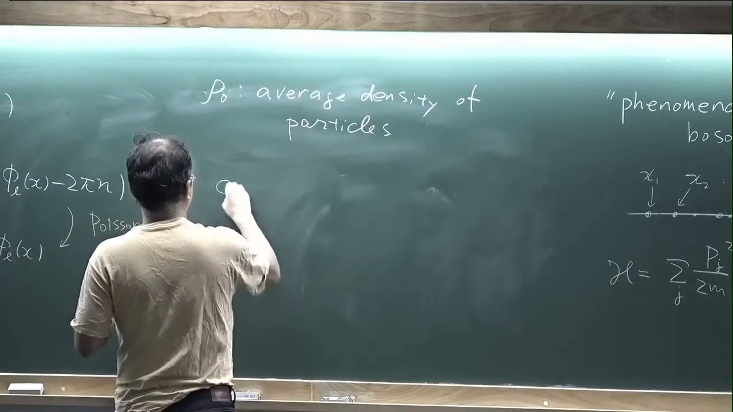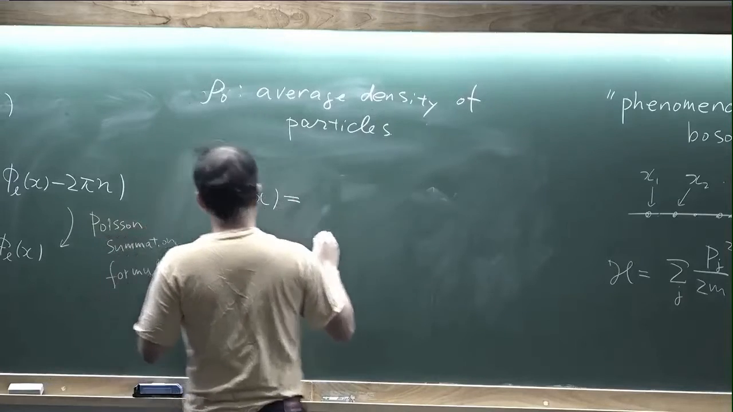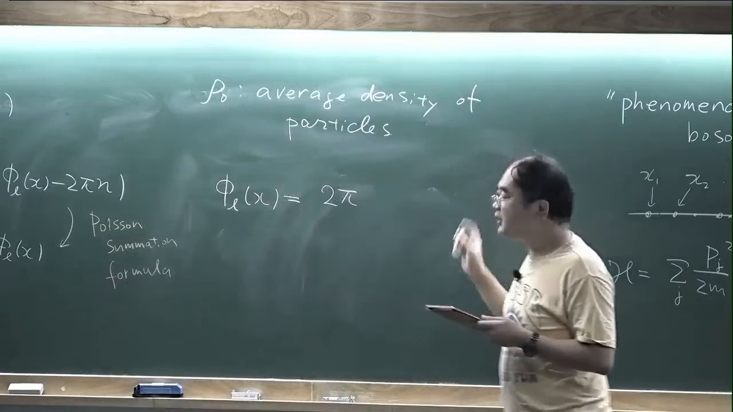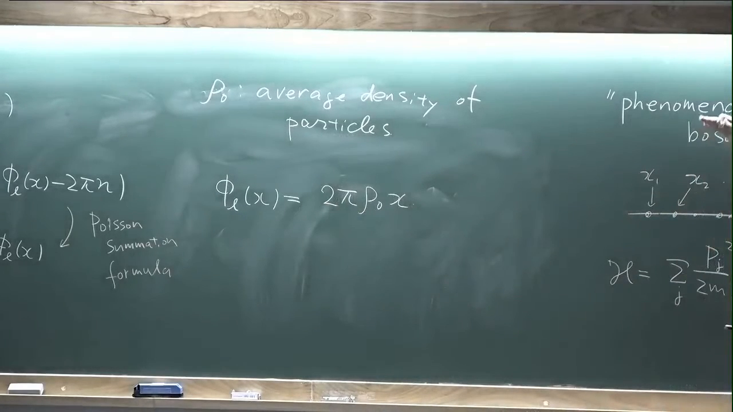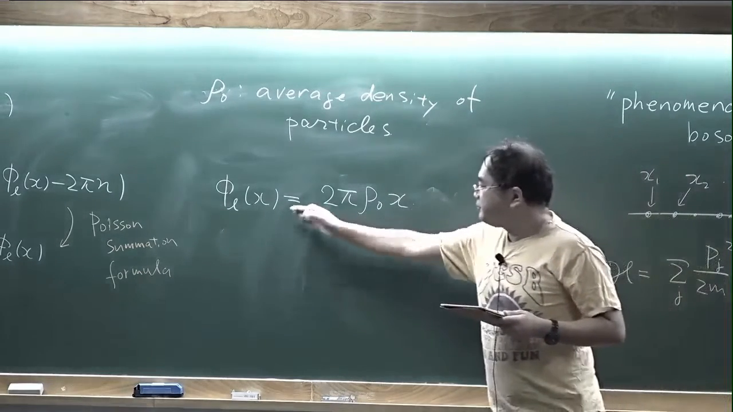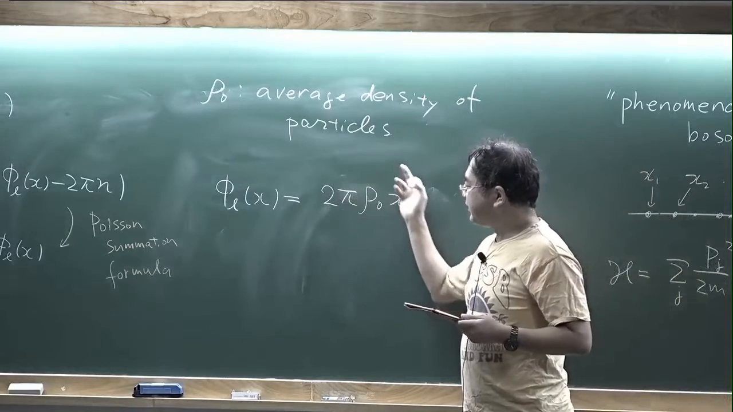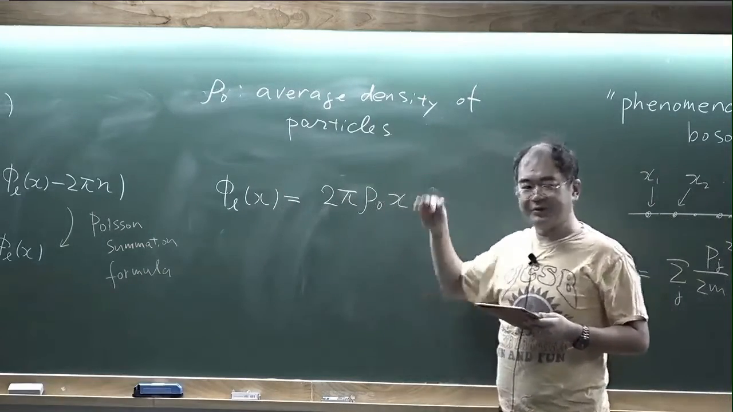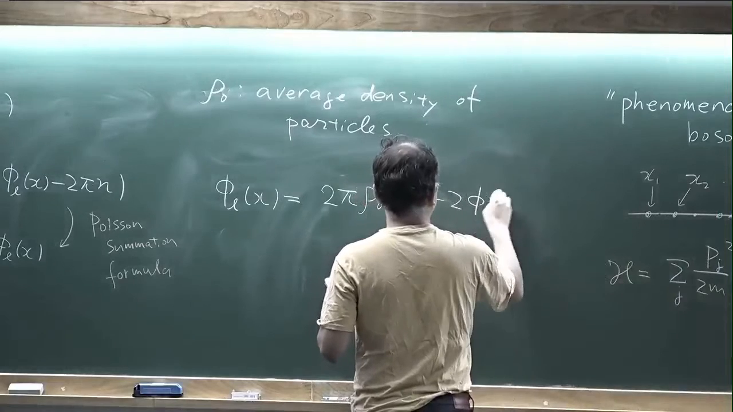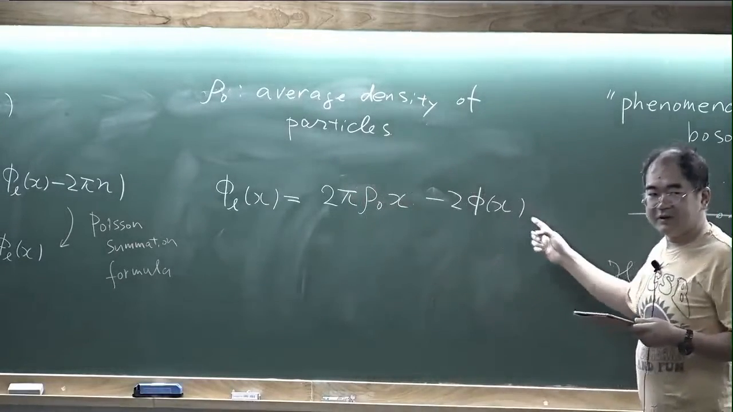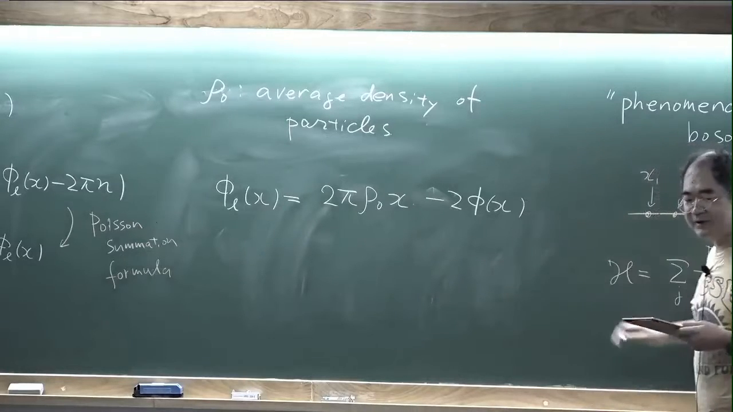Then this labyrinth field should, on average, increase like 2 pi times rho 0 x, because every time it crosses 2 pi n, you have one particle. Then the mismatch, the difference between this linear part and the actual labyrinth field represents a fluctuation. So I want to define a new field. So this is a new dynamical field, which represents density fluctuation.